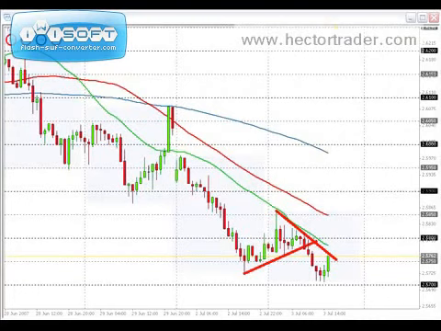Just a quick update. It's 10:02 London time. Just a quick update to let you know that I'm taking some hit in this GBP New Zealand dollar trade.